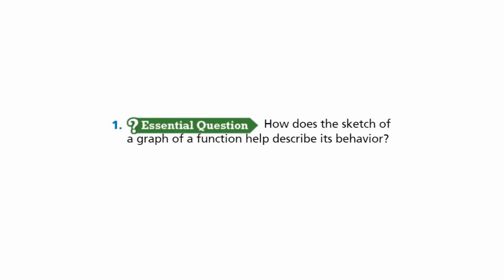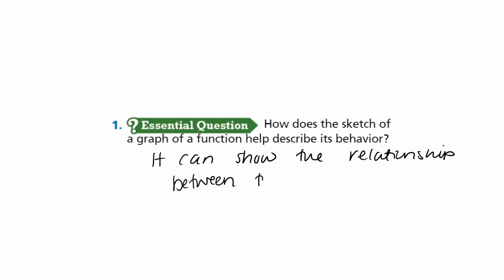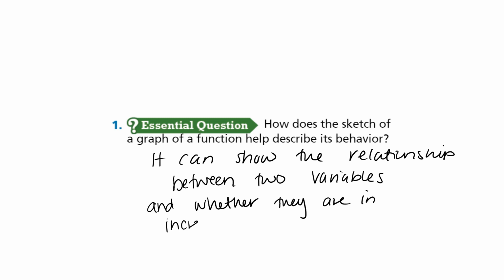This instructional video is on textbook pages 204 and 205. Sketch a graph of a function to help describe its behavior. The graph can show the relationship between two quantities, between two variables, and whether they are increasing, decreasing, or staying constant.